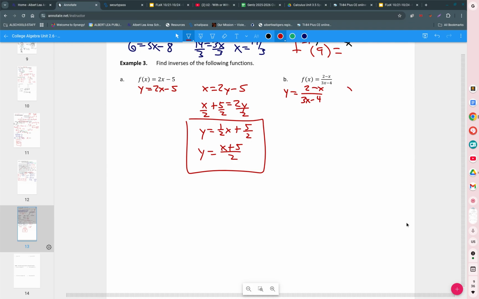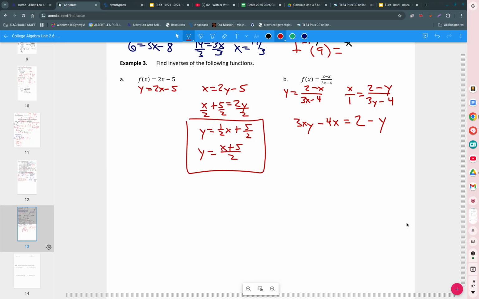Yep, switch them. So I get x over 1 is equal to 2 minus y over 3y minus 4. Why did I write it as x over 1, do you think? Yeah, I got a fraction. If I have a fraction equal to a fraction, I'm going to cross multiply. So I've got x times 3y is 3xy. I've got x times -4 is -4x. I got 1 times 2 is 2, and 1 times negative y is negative y.